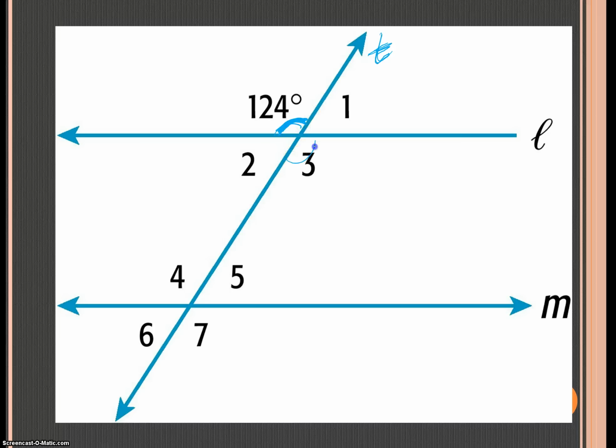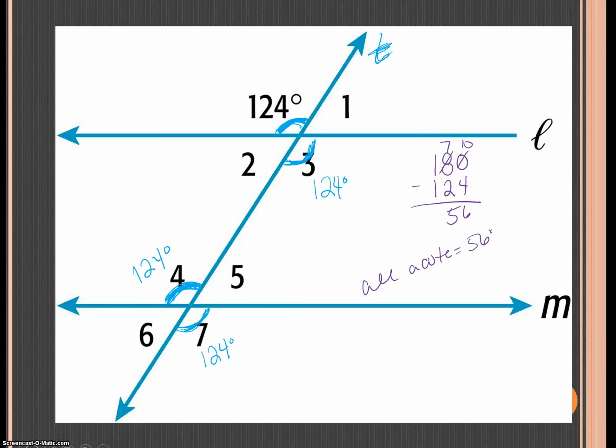So see if you can figure out what 3 would be. If you said 124, because they're vertical angles and 3 is also obtuse, that's right. And then 4, because it's obtuse, more than 90 degrees, and it's the alternate interior angle, is 124 degrees. Then you look at its vertical angle, 7, and it's 124 degrees. That means you should have all the obtuse angles done, and they're all 124.